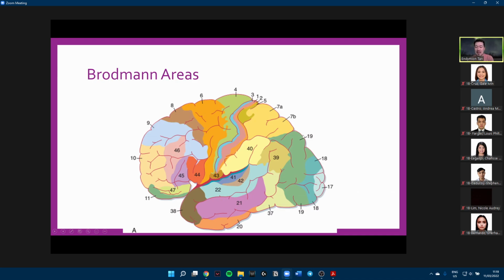Let's go to the occipital lobe. The Brodmann area 17, 18, 19, they belong to the calcarine fissure. Calcarine fissure, very important for vision, because Brodmann area 17 is your primary visual cortex. 18 and 19 will be your secondary visual cortex or your visual association cortex. If you have a destruction or a lesion in Brodmann area 17, you have blindness. 18 and 19, pag nasira, intact si 17, you can see but you do not know kung ano yung nakikita mo.